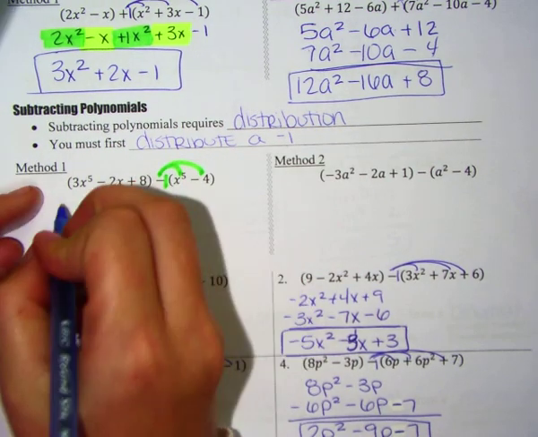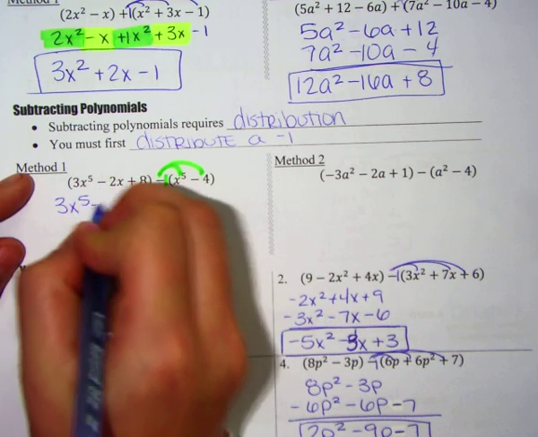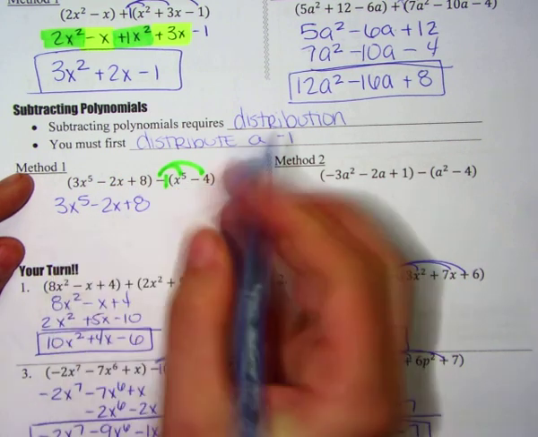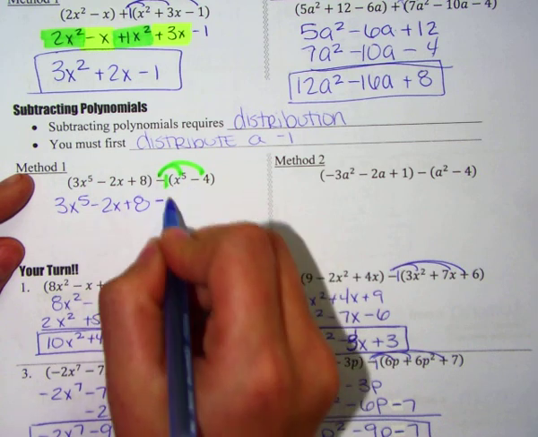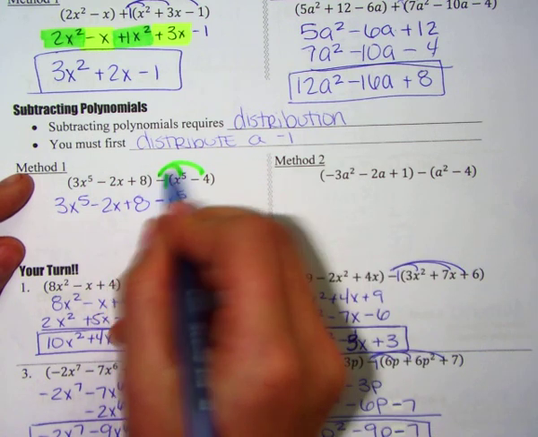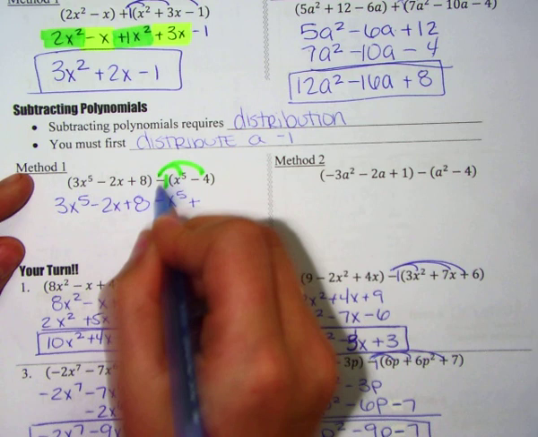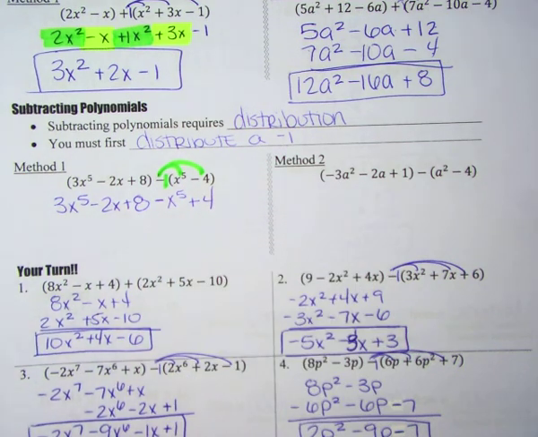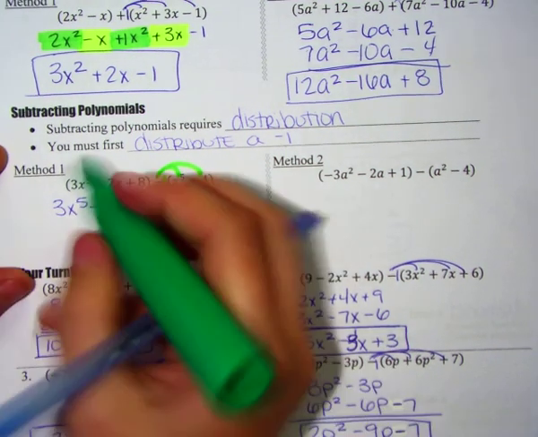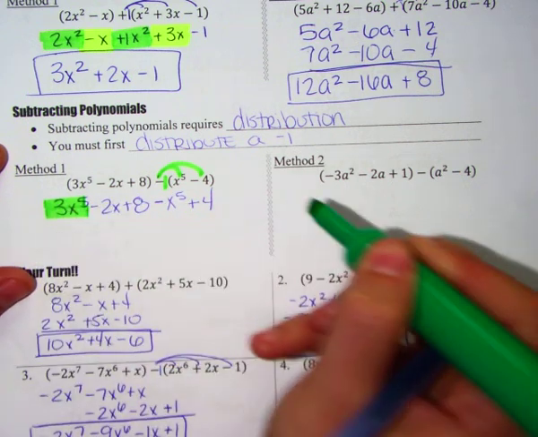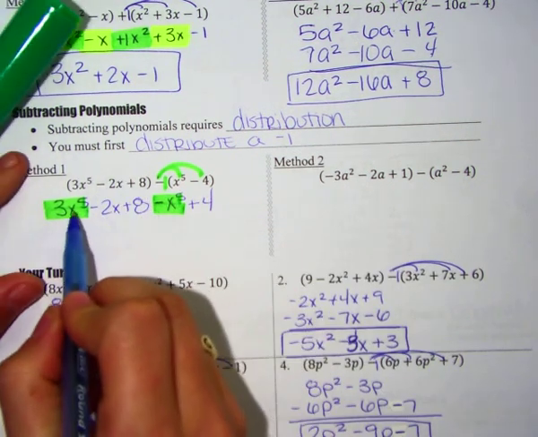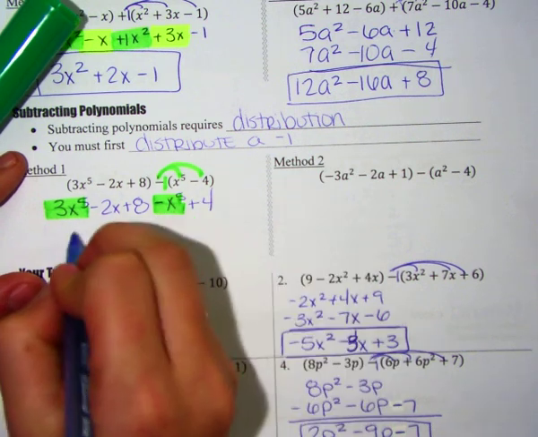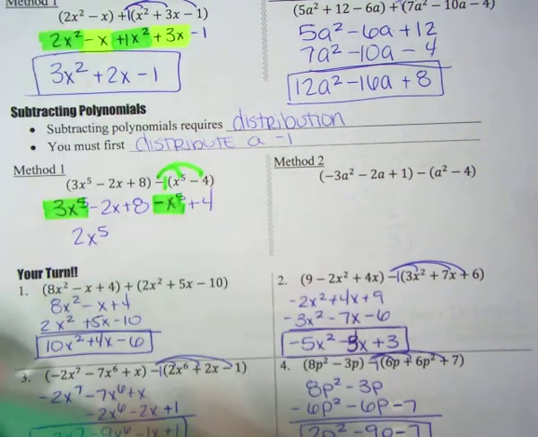Let me rewrite the first set. Then I'll distribute the negative 1. Negative times a positive is a negative x to the fifth. Negative times a negative is a positive 4. I'll combine like terms. So x to the fifth. Here's another x to the fifth. 3 minus 1 is 2x to the 5th.